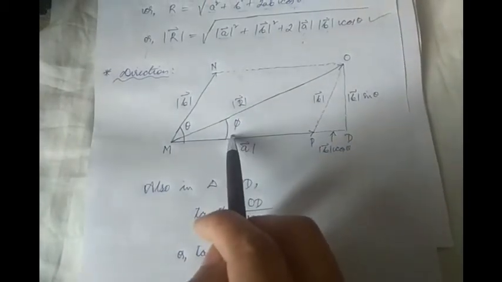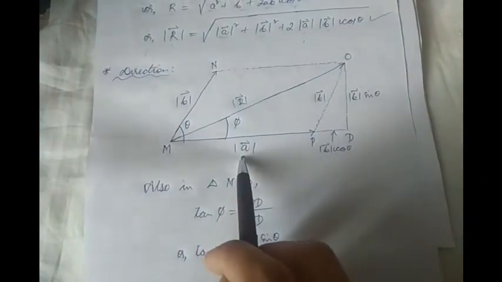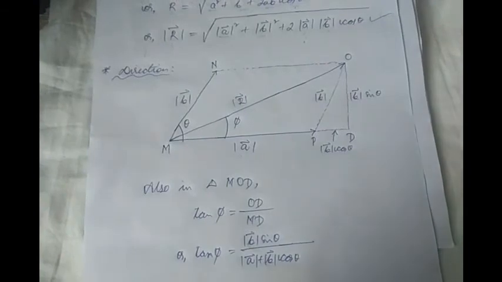If we can find this angle phi at which our resultant is inclined with respect to vector a, then we know the direction of the resultant vector also, because we already know the direction of vector a. So in order to find the direction, we again consider the same right angle triangle MOD.